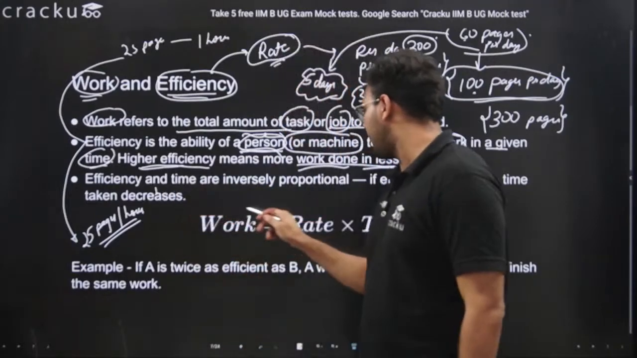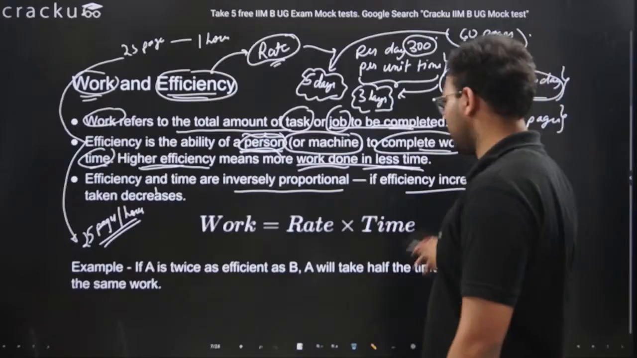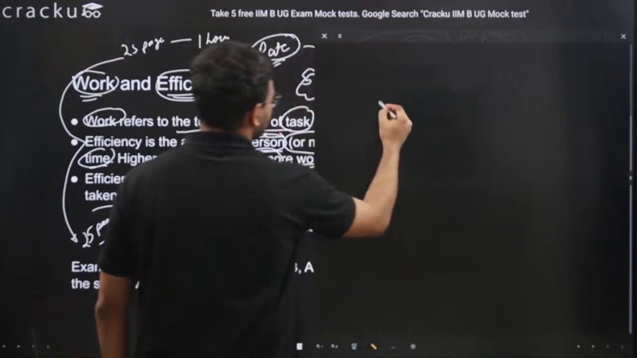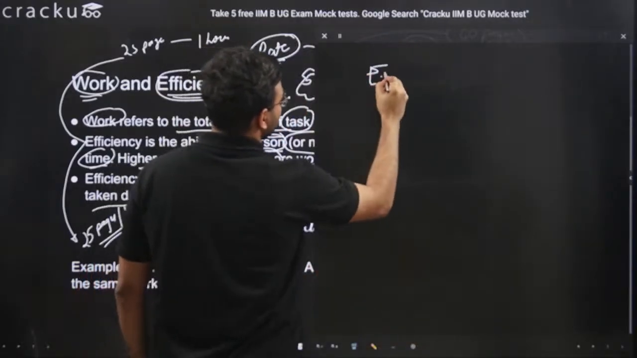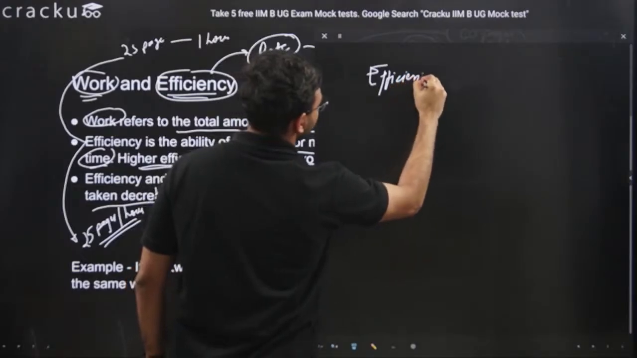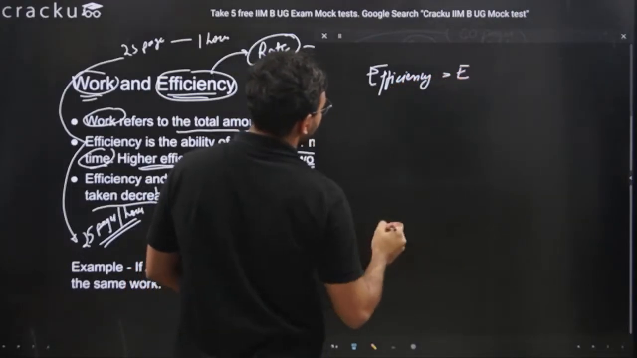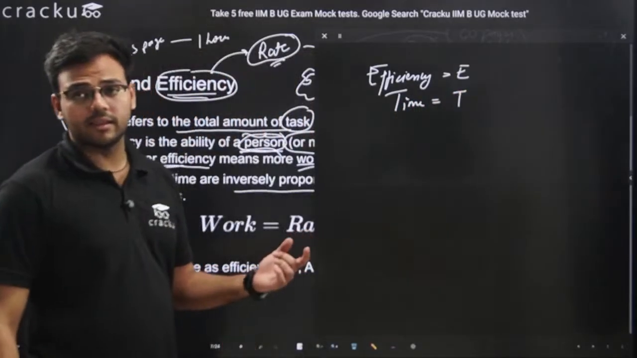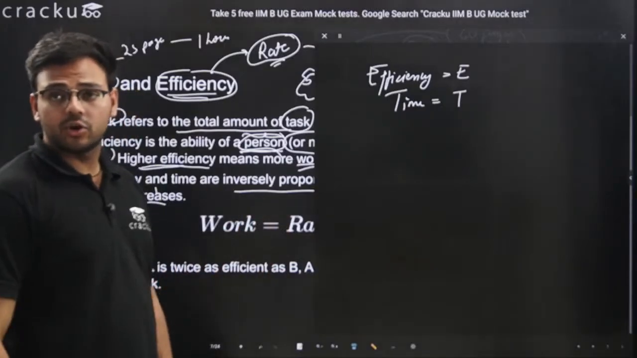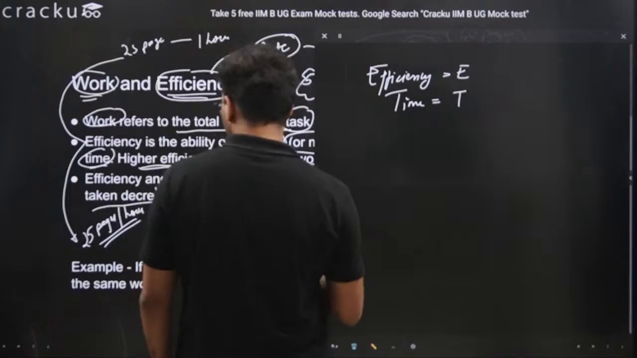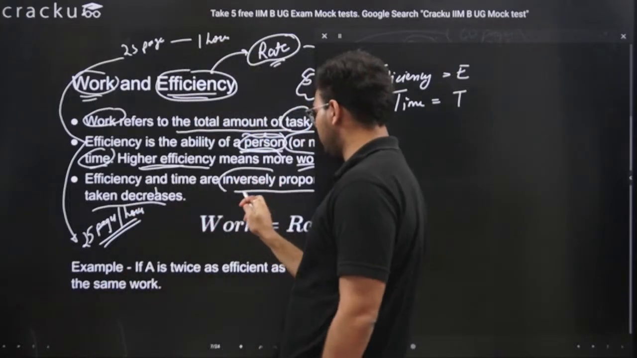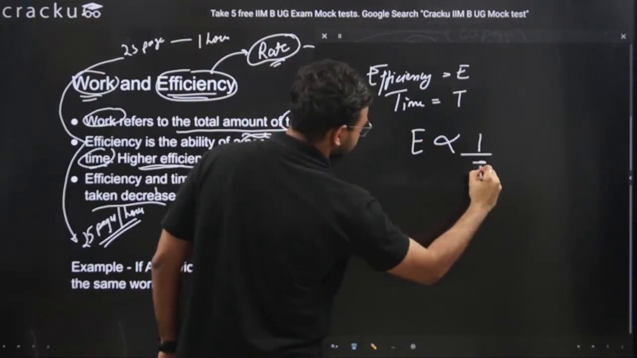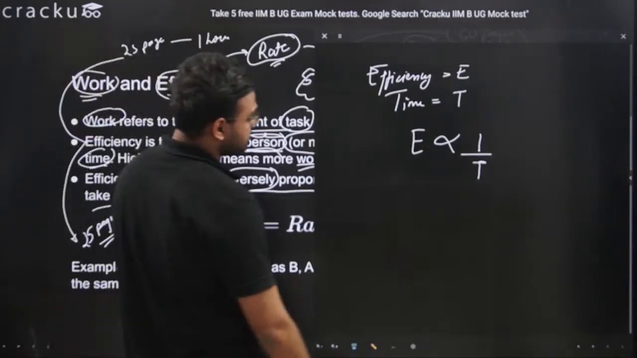The third is efficiency and time are inversely proportional. If efficiency increases, time taken decreases. So what this point is saying, let us say efficiency is E, and time taken to do some work is T. What this relation is saying, that efficiency and time are inversely proportional, which means E is inversely proportional to T.